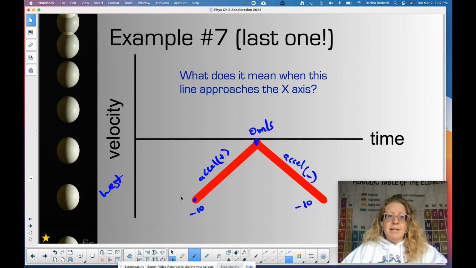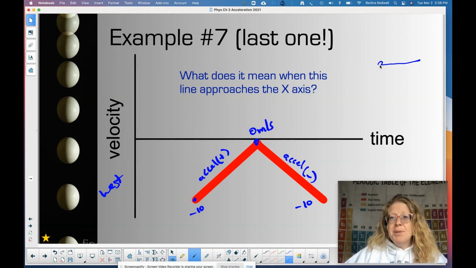So think about this. It's going west at 10 meters per second, -10 meters per second. It approaches 0 meters per second, comes to a stop, and then it continues west until it gets back up to 10 meters per second. This is a stop sign. So you went west, came to a stop, and then sped up going west again.